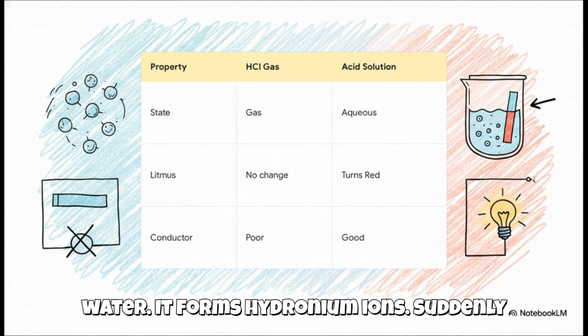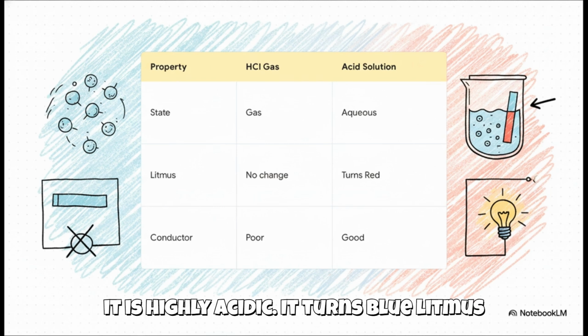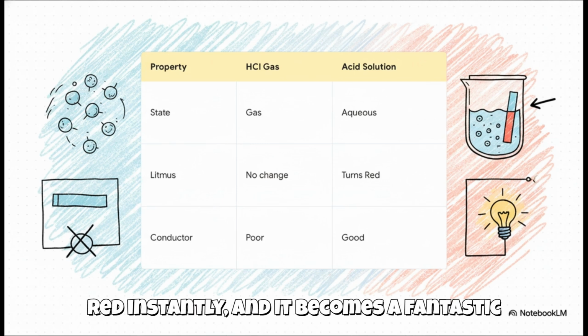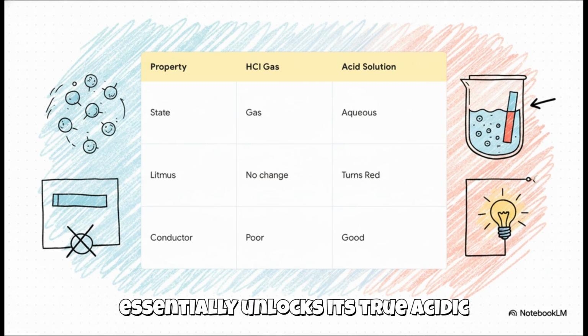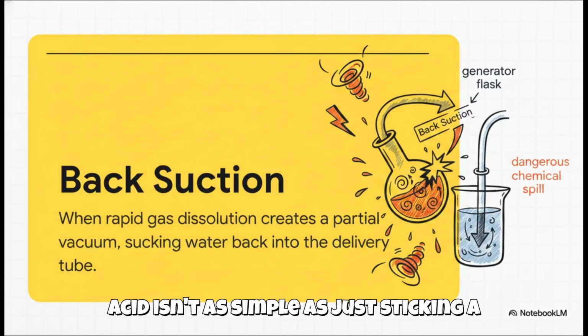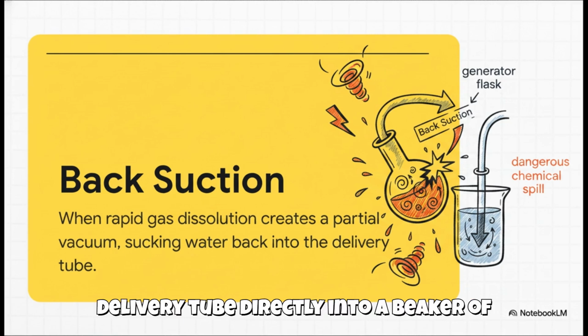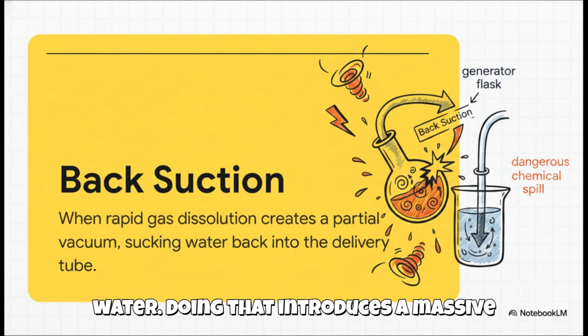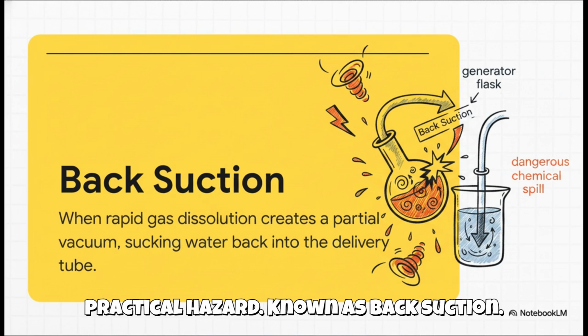In water, it forms hydronium ions. Suddenly, it is highly acidic, it turns blue litmus red instantly, and it becomes a fantastic conductor of electricity. Water essentially unlocks its true acidic power. But dissolving it in water to make acid isn't as simple as just sticking a delivery tube directly into a beaker of water. Doing that introduces a massive practical hazard known as back suction.